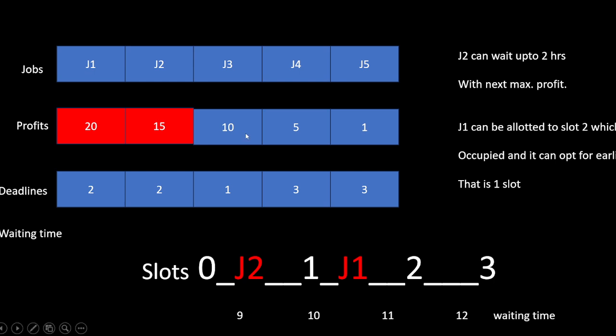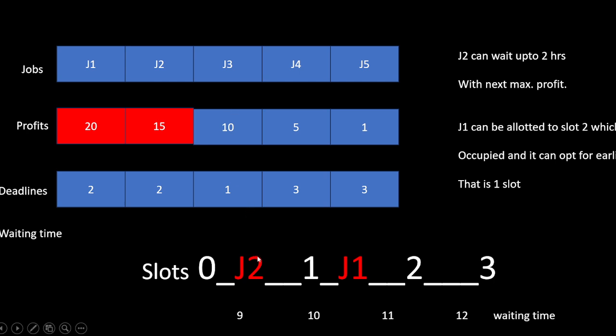Okay, then let us go for the third job. The third job has a profit of 10, but its deadline is only 1 unit, so it can wait only until 1 hour. You can check from 9 to 10: the job cannot be performed. Why? Because we don't have a vacant slot where job 3 can be fitted.